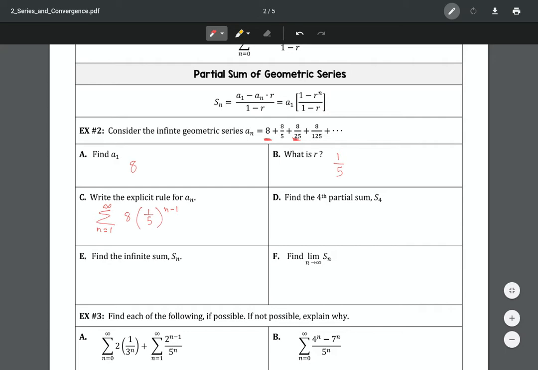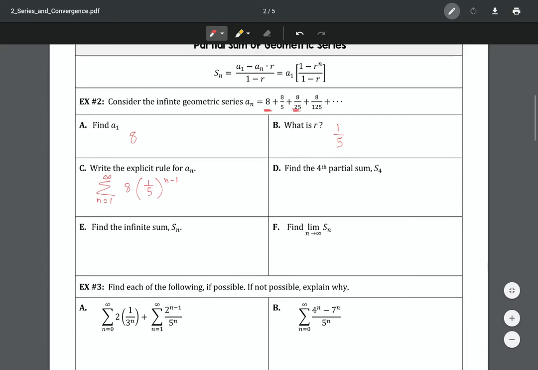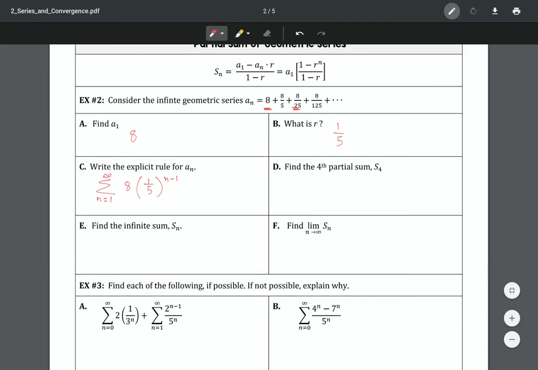So now we're going to find the fourth partial sum. What that means basically is we're going to add up the first 4 terms, which in this case they have already written for us. And by the way, you do have that key on your calculator. If you go to the math menu, I don't remember exactly which number that is, but it is on there. If you add all those up, you get 1248 over 125.